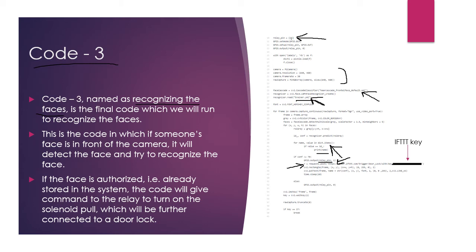And here I have written IFTTT key, which is the key you will get through your IFTTT account. To get this key, you have to log in to your IFTTT account, and in the search option you have to find webhooks, and in the documentation this key will be there for you. It is a unique key for each IFTTT account. After that, it will unlock the door and go to sleep, and that's it for the code.